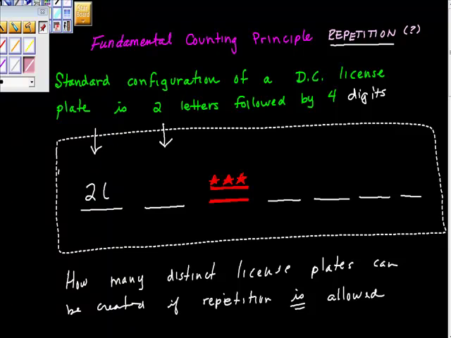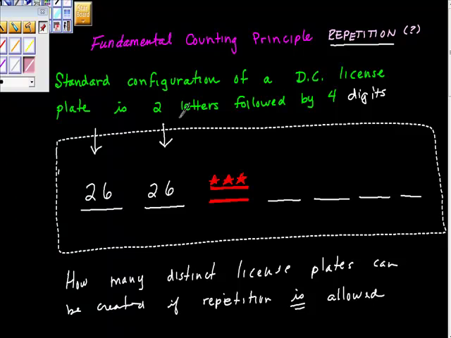There's 26. So imagine that you chose one of those letters. If repetition is allowed, then could you choose your letter again? And I think the answer is yes, isn't it? So how many letters could you choose from? Well, you could choose from 26, right?